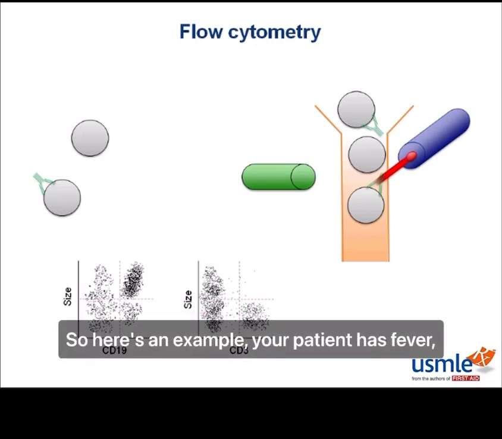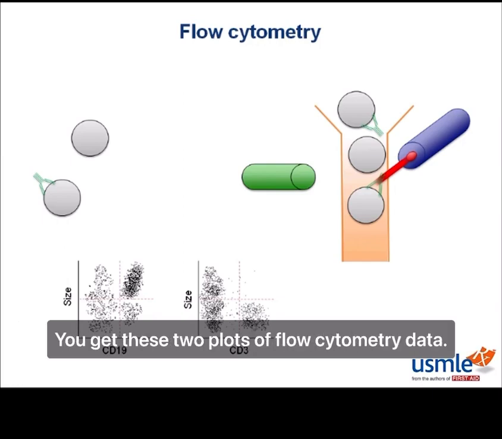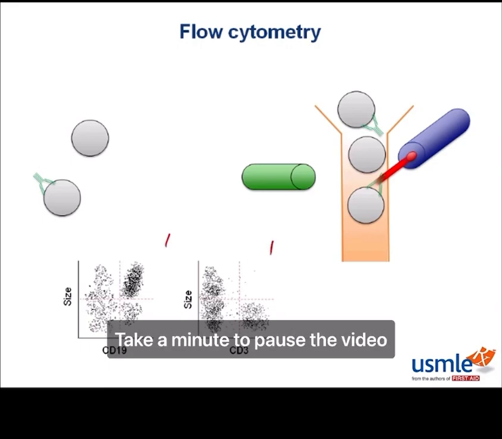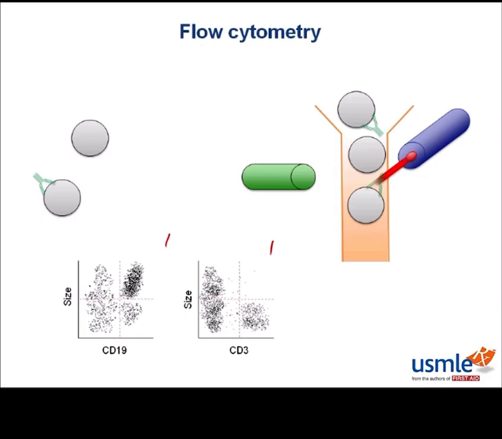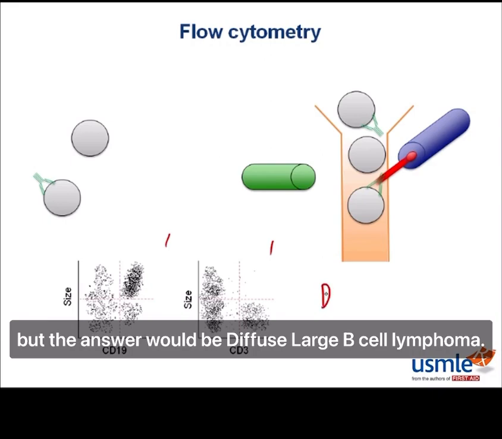Your patient has fever, weight loss, night sweats, and a rapidly growing mass. You get these 2 plots of flow cytometry data. Can you make the diagnosis? Take a minute to pause the video if you want to think about it. Ready? This is a tricky one without multiple choice, but the answer would be diffuse large B-cell lymphoma.